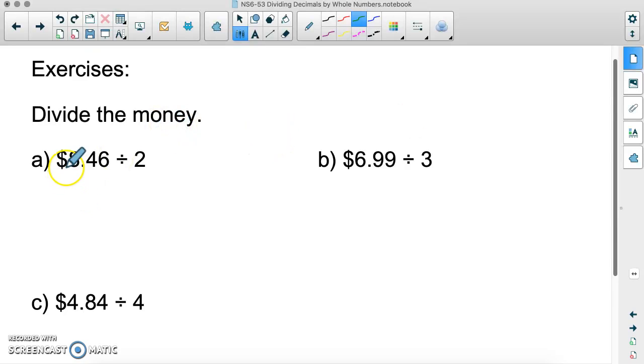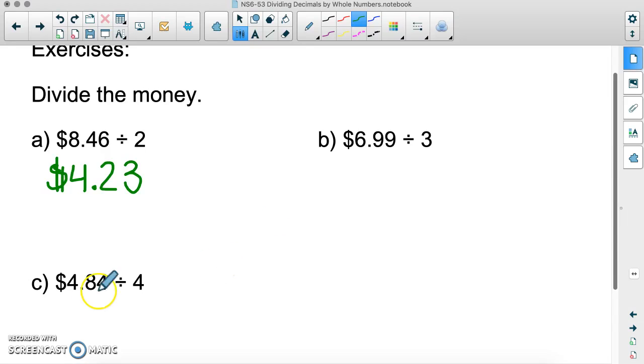We can do A together. So let's divide $8.46 divided by 2. So let's start with 8 divided by 2. We're just going to draw our dollar sign. 8 divided by 2 is $4. Decimal. 4 divided by 2 is 2. And 6 divided by 2 is 3. So each person is going to get $4.23. Try B and C on your whiteboards. When you are done, you can resume on with your screencast.